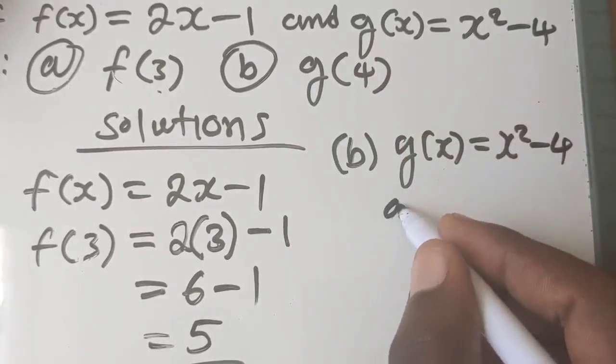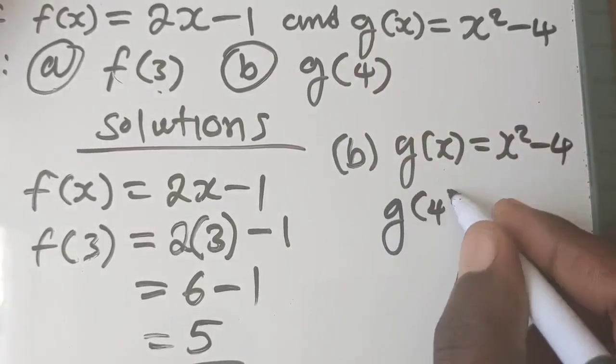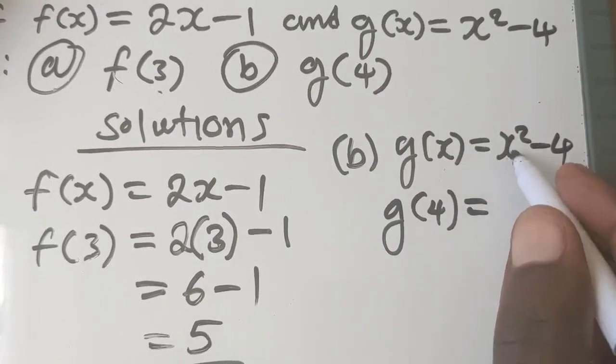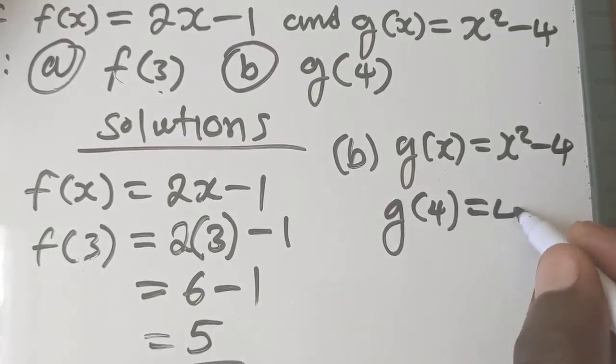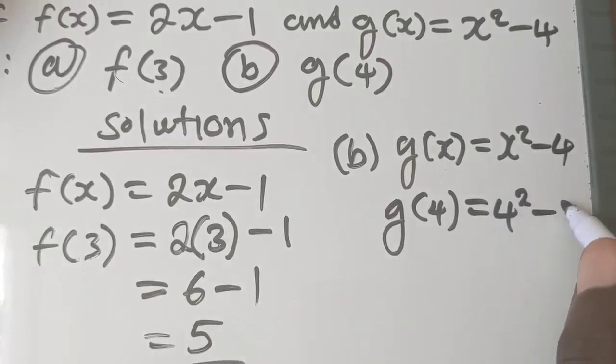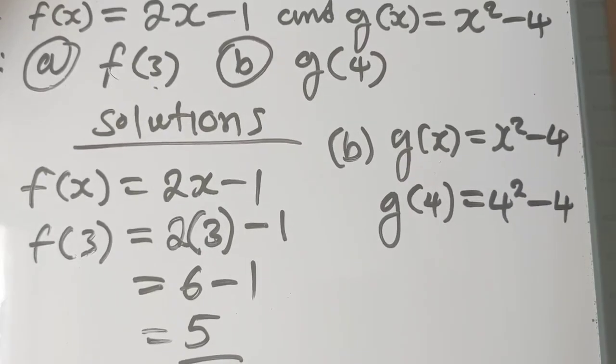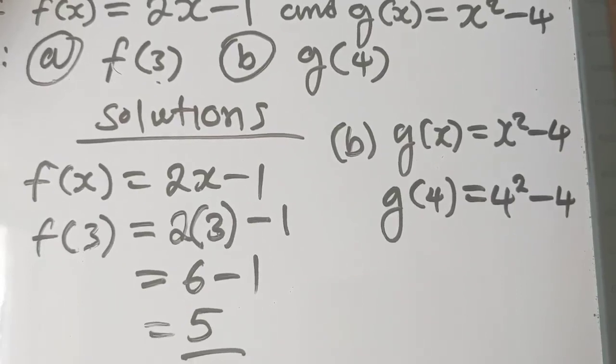So we say G of 4 is equal to, so where there is X, we put 4. So we will say 4 to the power 2 minus 4, like that. Are we together? So that is the thing to do.